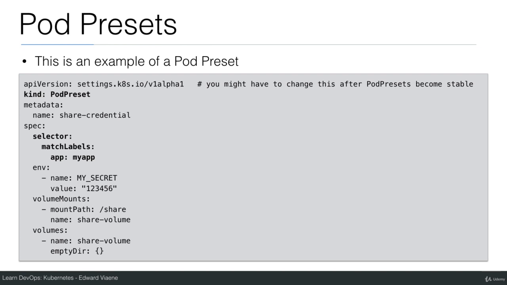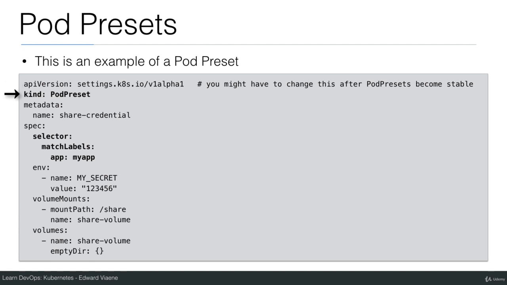This is an example of a pod preset. Here's the API version, currently still alpha. You might have to change it after the pod presets become beta or become stable. In the version that I use in the demo, it is still alpha, but in one of the next versions, it can become beta or stable. So then I will update this API version in GitHub.